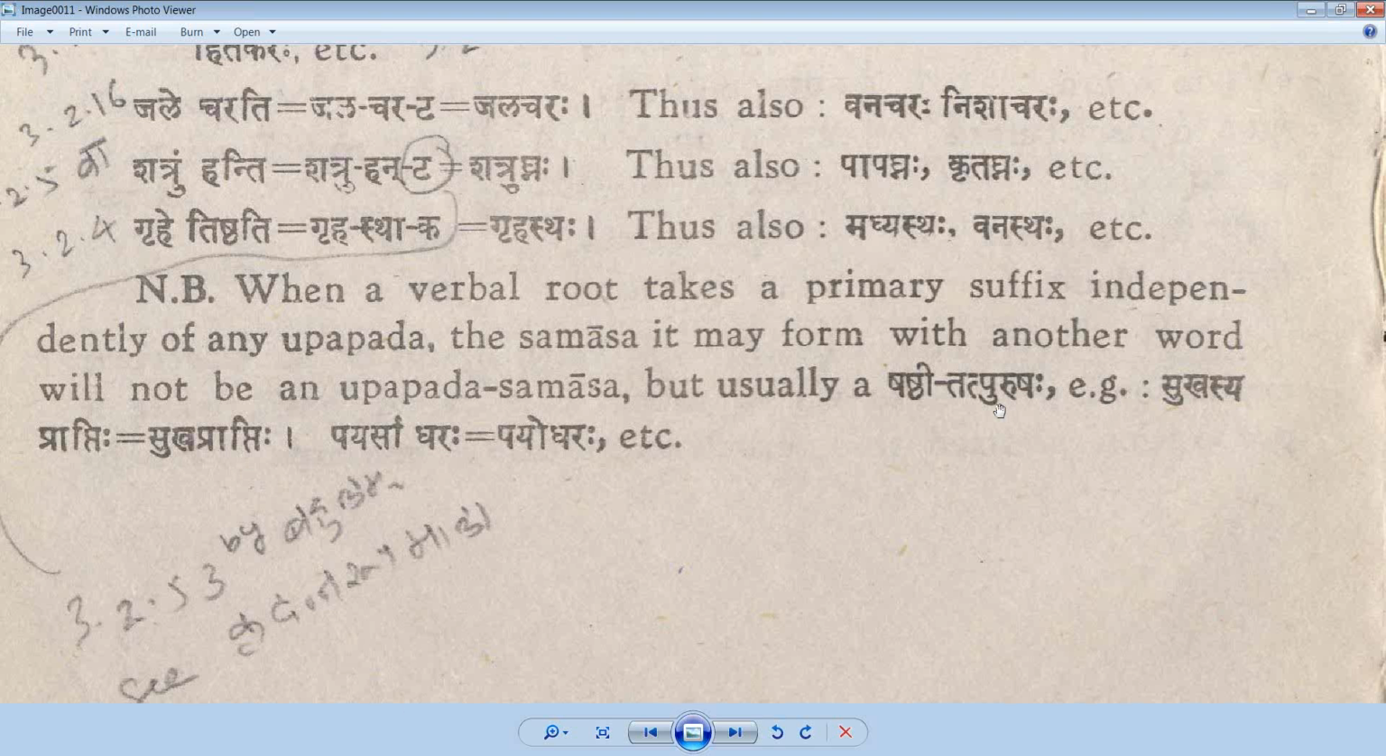Sutram 228, the sutram is shashti. That's the most common tatpurusha, when you have any sambandha between one and the other. So sukhasya prapti, sukha prapti. Similarly, he gives payasam dharaha, payodharaha. Now payodharaha, payo can be jalam, it can be dugdham. So payodharaha could be a cloud, anything which holds water. A cloud can also be a breast, because a breast holds milk. So it can be cloud, it can be breast.